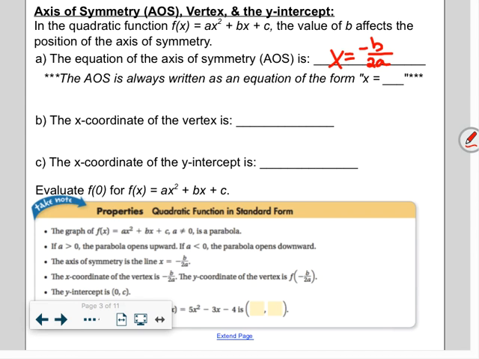Oops, check your blue papers. Did we put a negative there? I think I may have forgotten. Yeah. We did? Okay, cool.